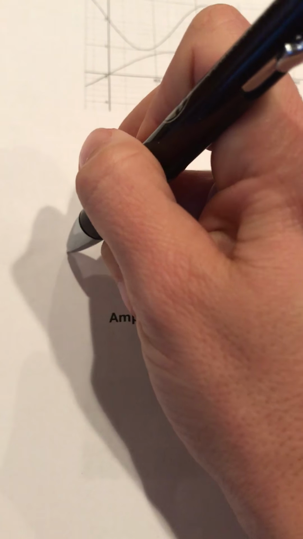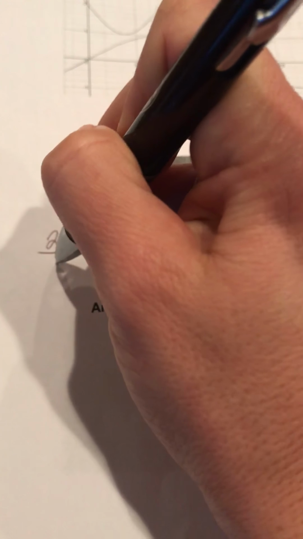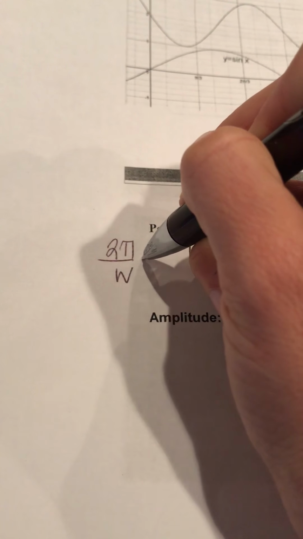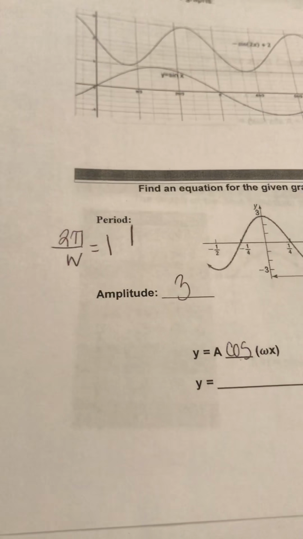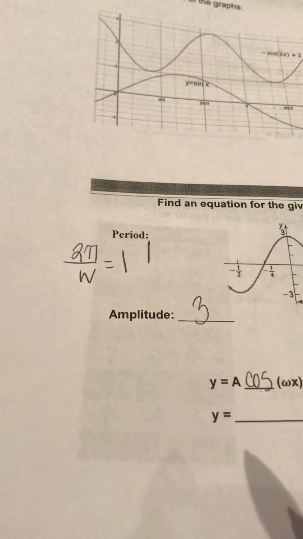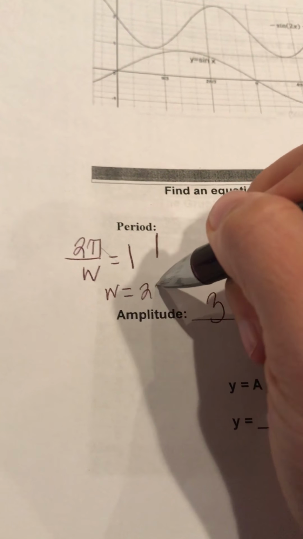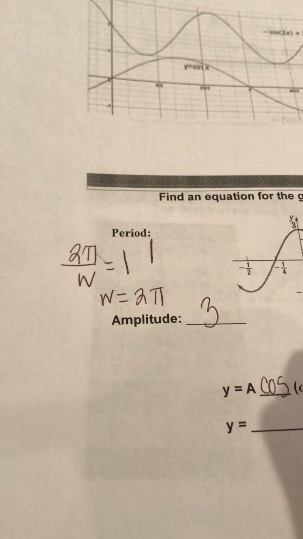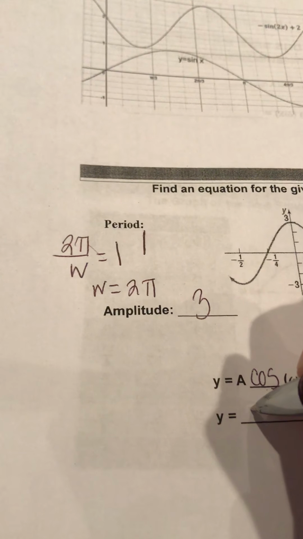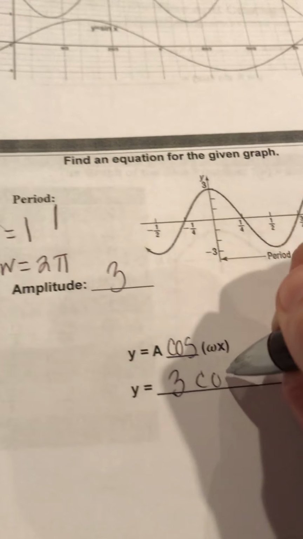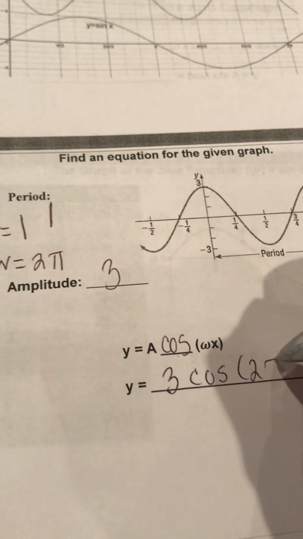So the period equation is 2 pi divided by w equals the period. So we are solving for w here. So we're going to do some kind of cross multiplying here. W equals 2 pi. And there we go. So w is 2 pi. So our final equation is 3 cosine 2 pi x.